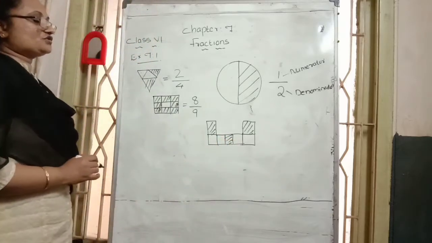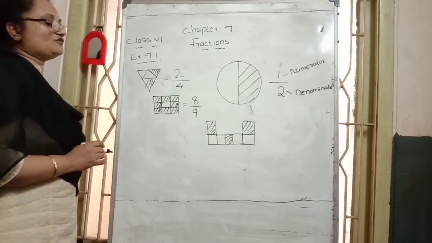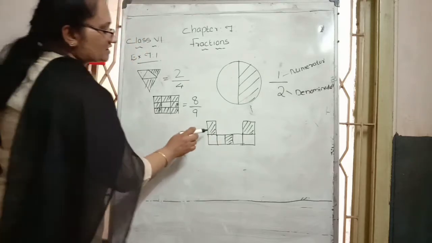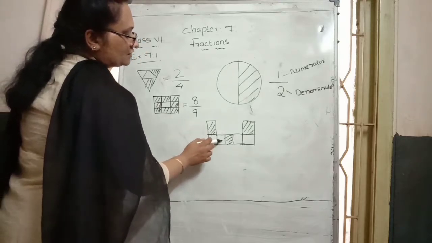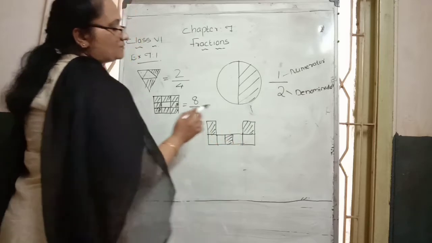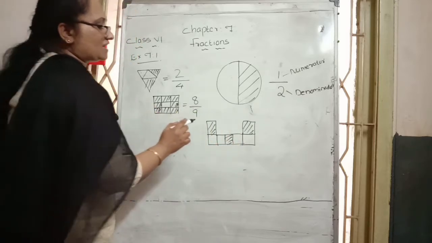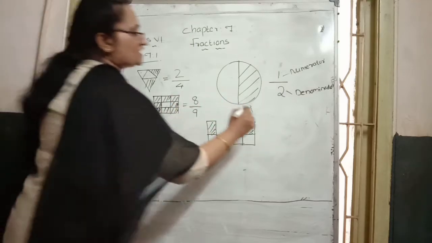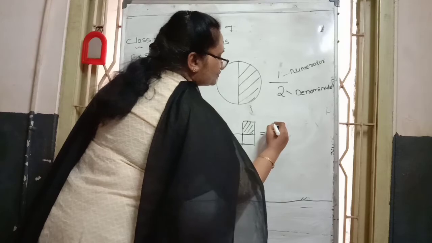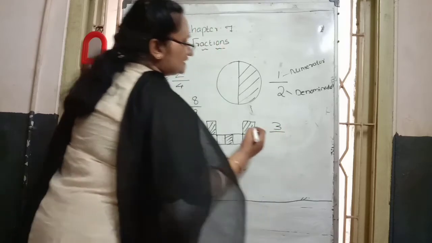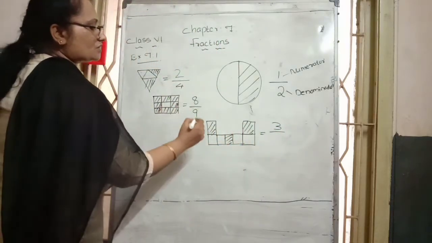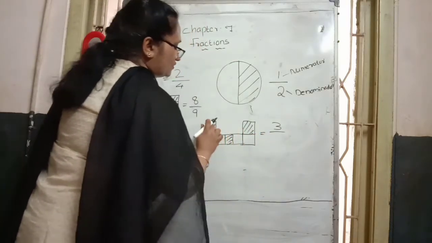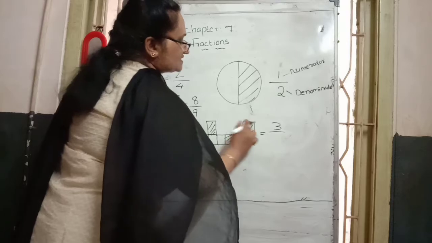So here, how do we write this diagram in the form of a fraction? It is divided into how many parts? The total number of parts is 1, 2, 3, 4, 5, 6, 7 boxes. Out of 7, how many are colored or shaded? 3. So 3 boxes are colored or shaded. Total, it is divided into how many boxes? 7 boxes. 1, 2, 3, 4, 5, 6, 7.